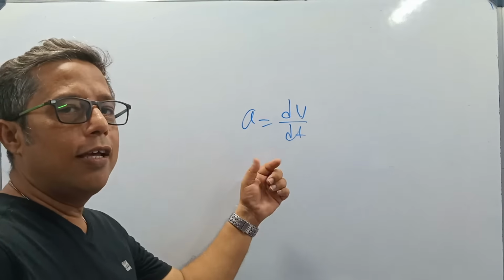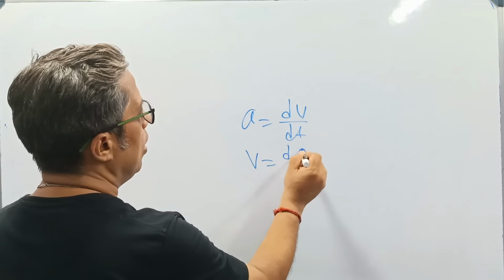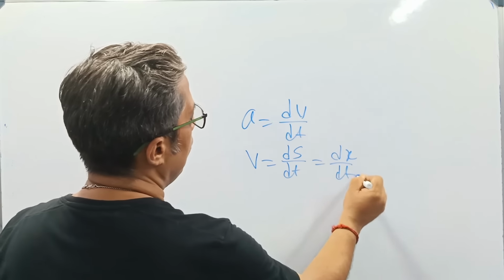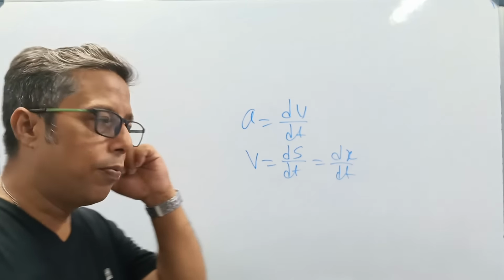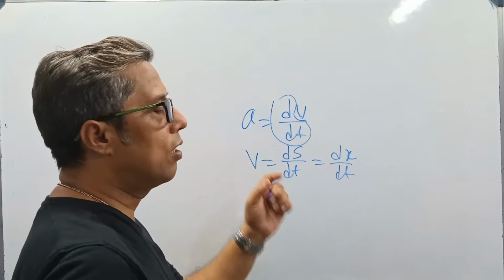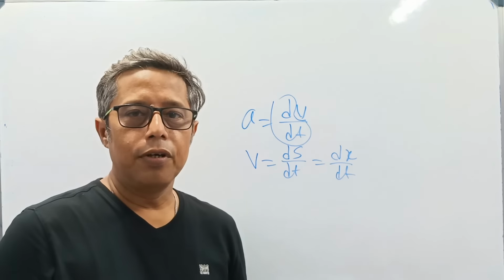This is for instantaneous acceleration. Now v is equal to ds/dt or dx/dt. These are called instantaneous velocity. If you see this d/dt operator in place, this is called a rate measure. The things are changing with time.